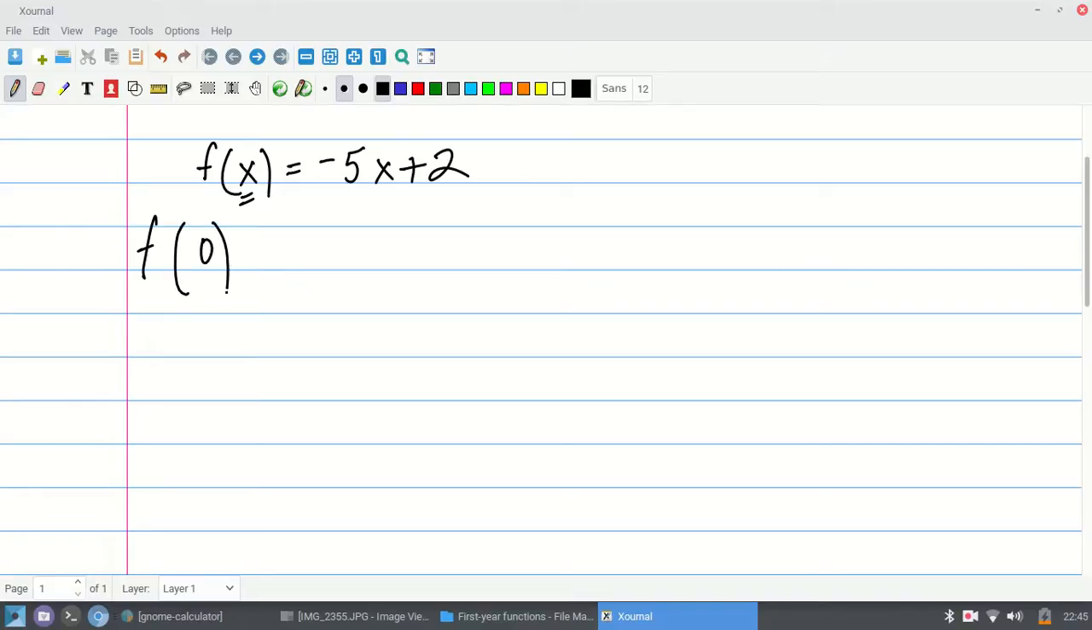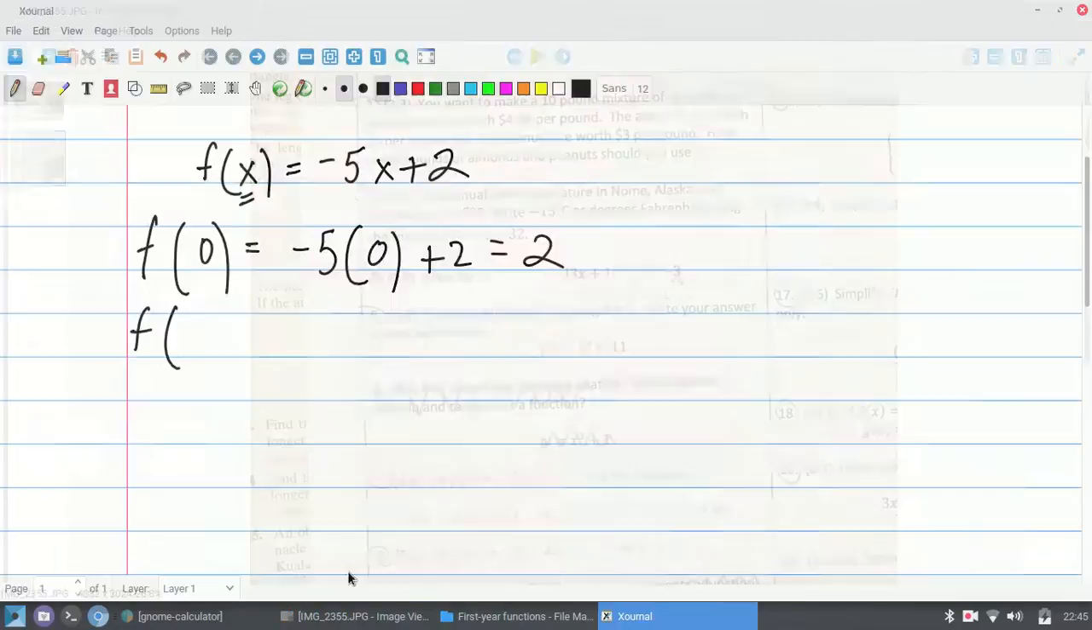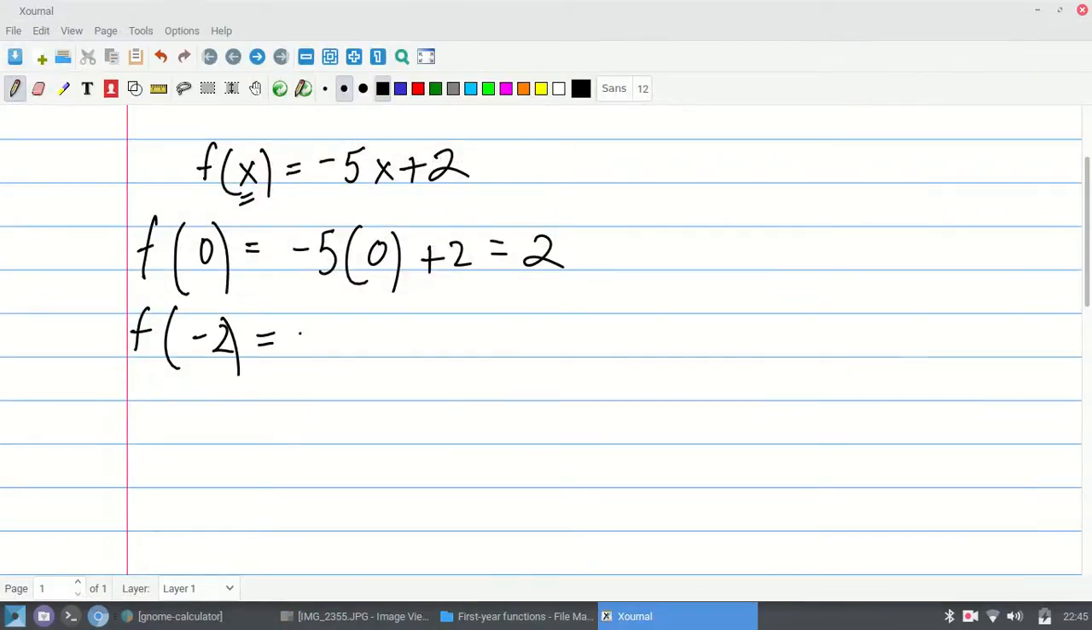It's saying to input 0, right? So if I multiply negative 5 by 0, that's 0. And if I add 2, that's 2. Okay, next, f of negative 2. Now I have to input negative 2. So negative 5 times negative 2 is positive 10, plus 2 is 12.